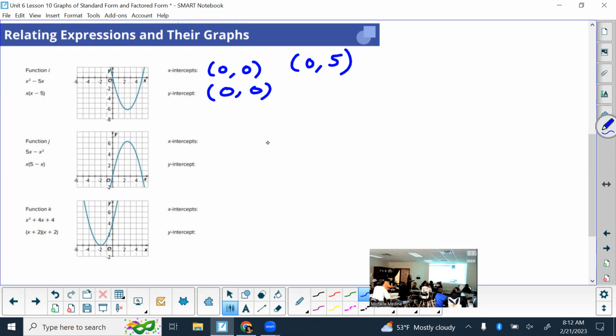Table three, what about function j? What are my x-intercepts? 0, 5. Okay, good. Table four, what about my y-intercept for this one? Good. Table five, x-intercepts for function k. So, table five, Jordan, Donovan, Alex, Gianna, what are my x-intercepts for function k?